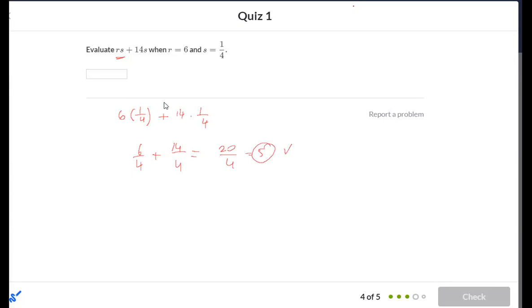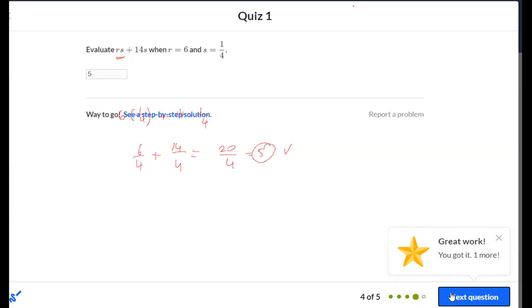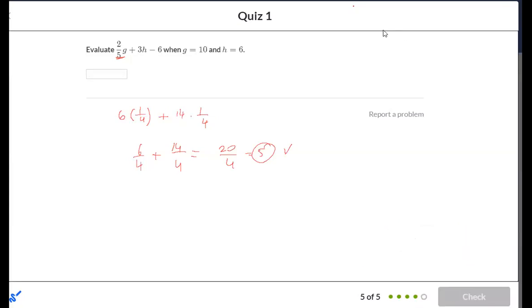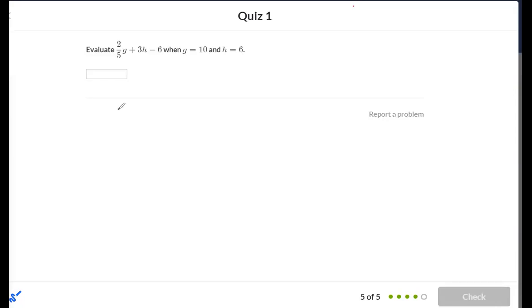Okay, so let me check. Yeah, that was correct. So let's do one more thing on this. Okay, so can you guys try this one now to see? In this one, again, we are going to be doing the same approach. So right here we have 2 over 5, so I'm going to just start writing that number. So 2/5, it says G. So G is 10, so I'm going to just write 10.